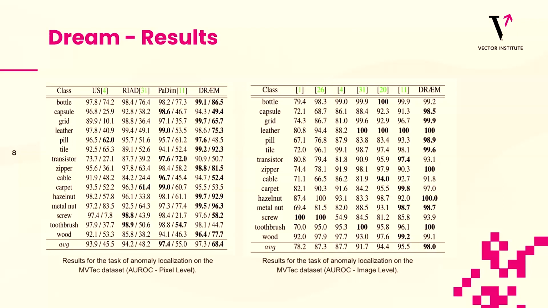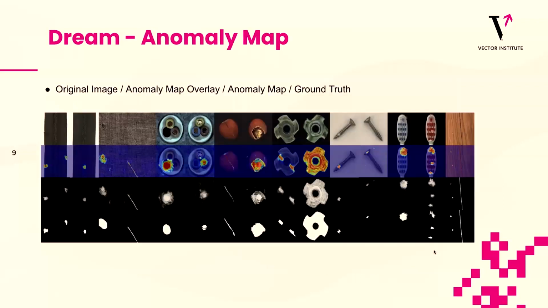Here we can see the final result of DRAEM. On the left side, we have the pixel-level area under the ROC curve, and on the right side, we have the image-level area under the ROC curve. As you can see here, they couldn't get a very good result at pixel level, but they get a very great result on image-level accuracy.